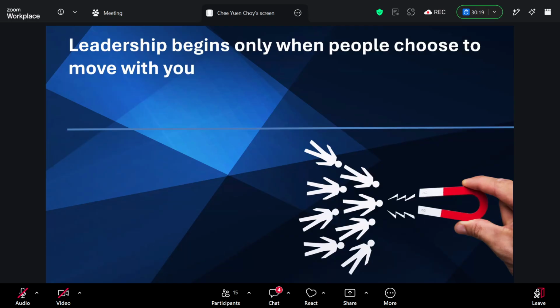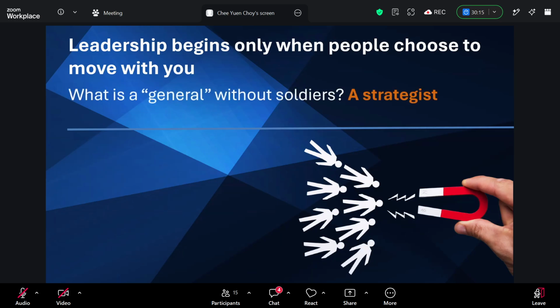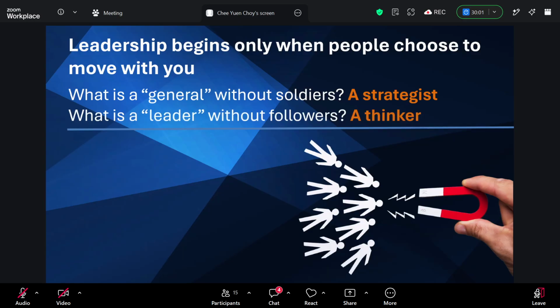Leadership begins only when people choose to move with you. Even in war, if you're a general without soldiers, you are just a strategist. You have an idea how to fight the war, but you have no army. Same as at work, a leader without followers is just a thinker, and what they have is only ideas.